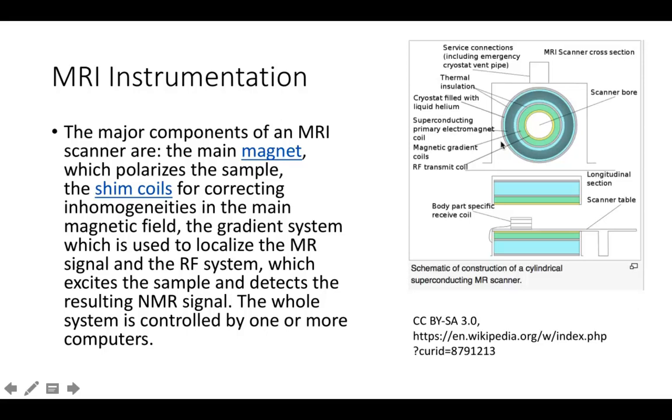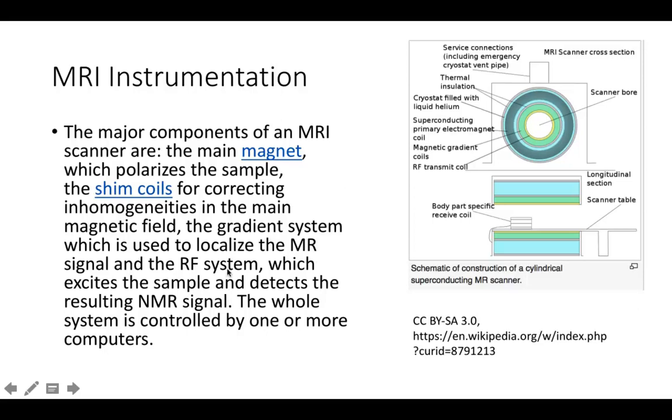There are some shim coils, and these are present basically to correct any inhomogeneities in the main magnetic field. So basically, you have this long tube. The patient is lying here, and in magnets, you have end effects, you have fringing effects at the end if you were to go lengthwise, as well as effects because the magnetic field has some variation over the diameter. So the shim coils are there to counteract that effect.